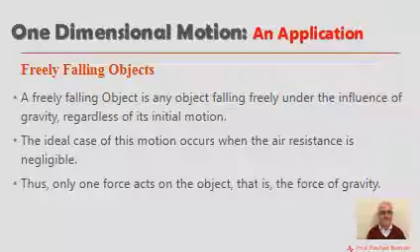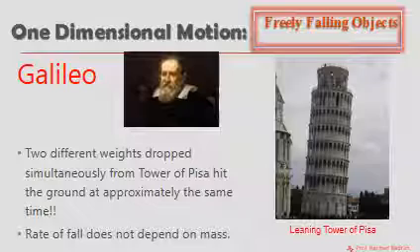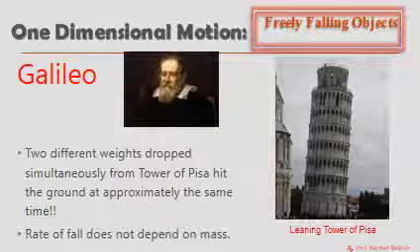Here we have to assume that only one force acts on the object while it's falling, that is the force of gravity. Galileo discovered that when two objects were dropped simultaneously from the Tower of Pisa, they hit the ground at approximately the same time, regardless of the mass of the object.